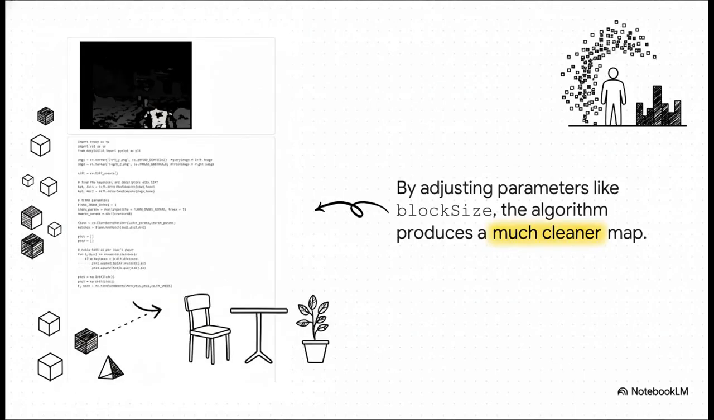Of course, the first pass isn't always perfect, but by just tweaking a few of the algorithm's settings, like changing the size of that pixel block it's searching for, we can get a much cleaner, more detailed, and way more accurate result. You can really see how much clearer all the objects in the room have become here. It just pops.